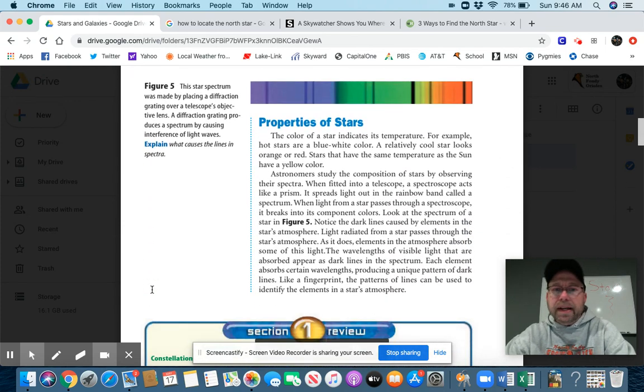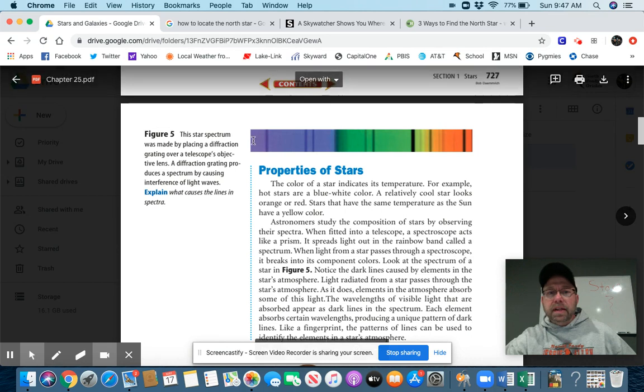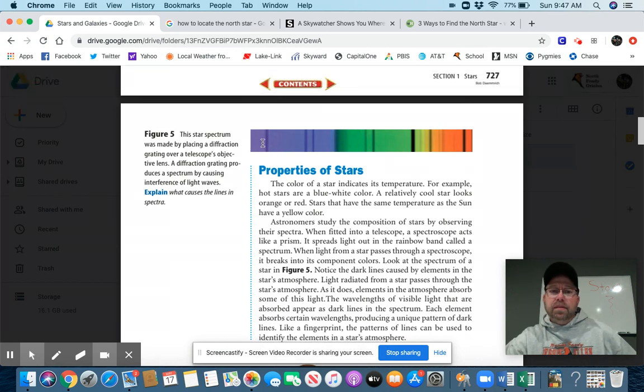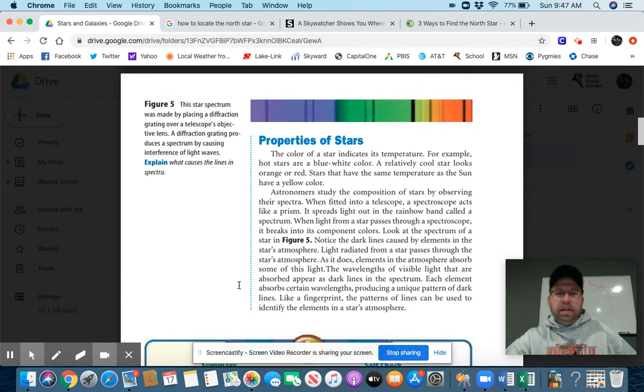Last thing for the day, properties of stars. Let's talk a little bit about color and how color relates to temperature. The color of stars. Take a look at this. Up here we've got the indigos and violets all the way up to the reds over here. So which end of that spectrum would you think are the hottest stars? Red or blue?